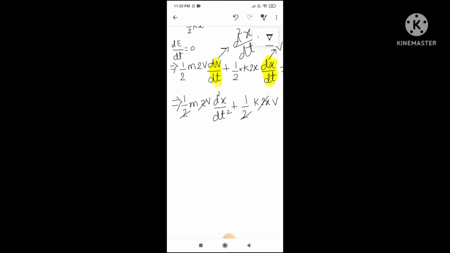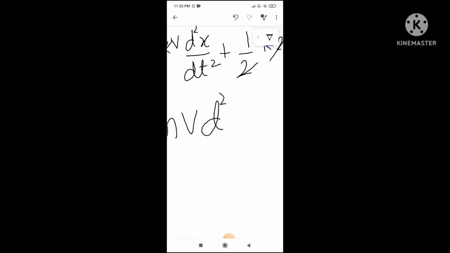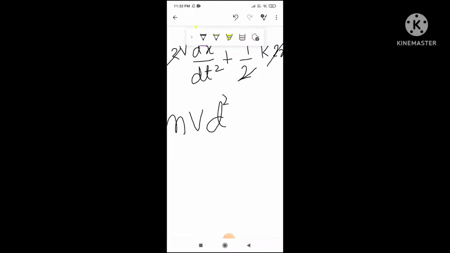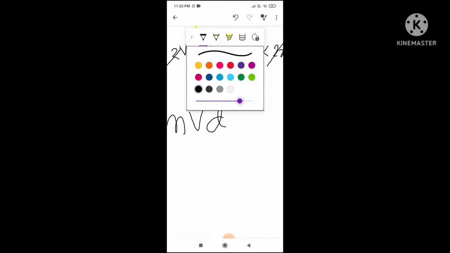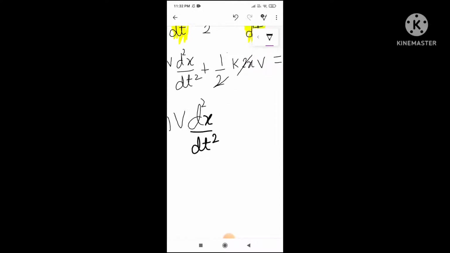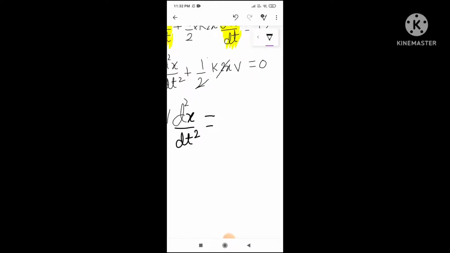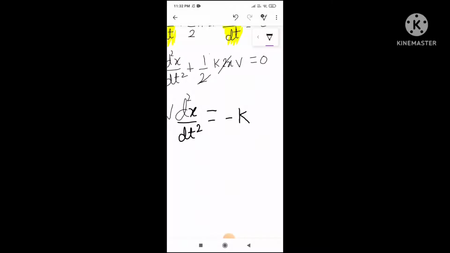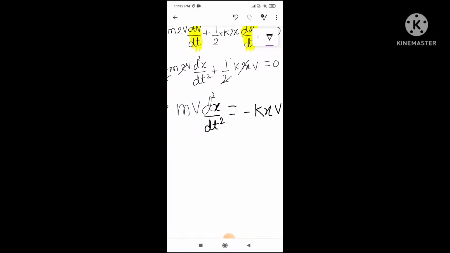What do we get? M v d2x by dt2, I'll write it like this. I think I need to increase the thickness again. Yeah, this equals minus kxv. This is what we get. If we solve this thing, we get this.